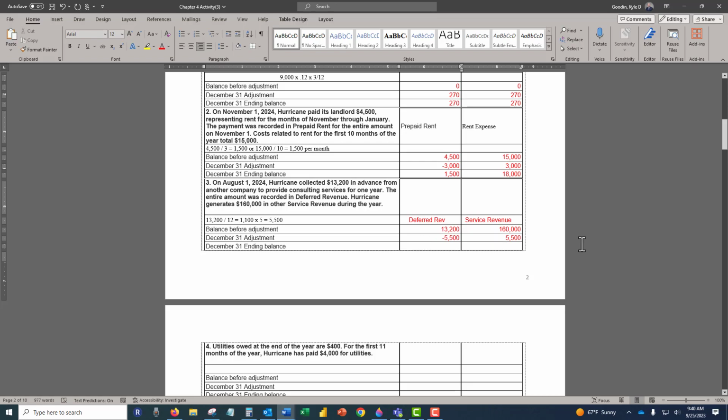So what are our ending balances? Well, our ending balance for deferred revenue, we still have $7,700 left to earn, and we have $165,500 worth of revenue. Okay. So that is the first 3 transactions. We'll do the next 3 transactions in the next video.